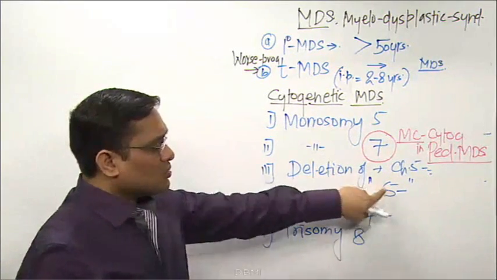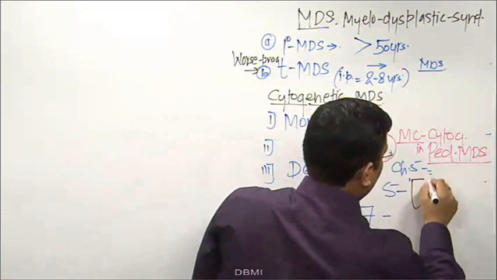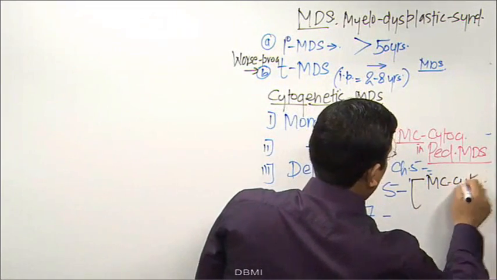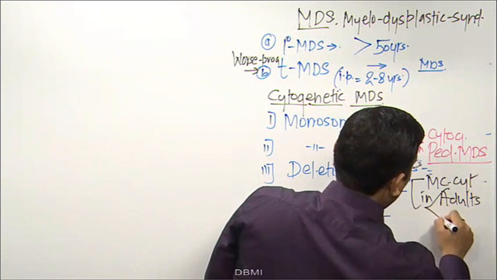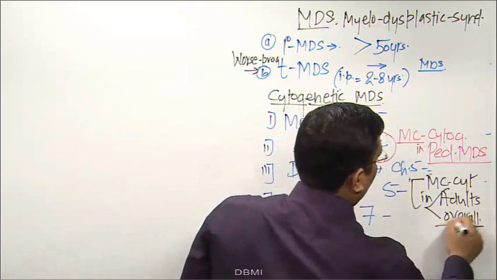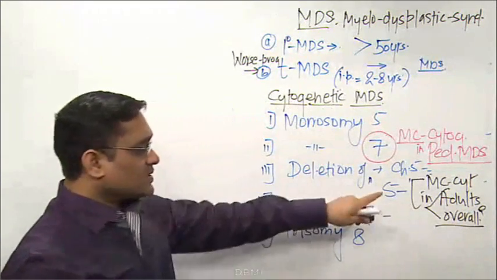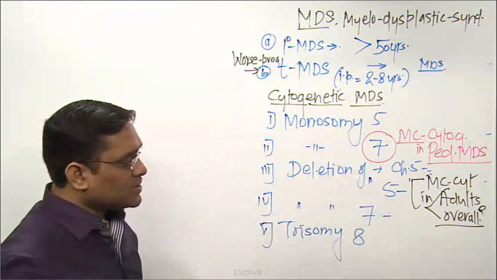Deletion of chromosome 5. Remember, deletion of chromosome 5 is the most common cytogenetic change in adults also and overall also. So this was the question in the PGI exam, overall. So in adults and overall both, it is deletion of 5 which is most common. So just remember this point.